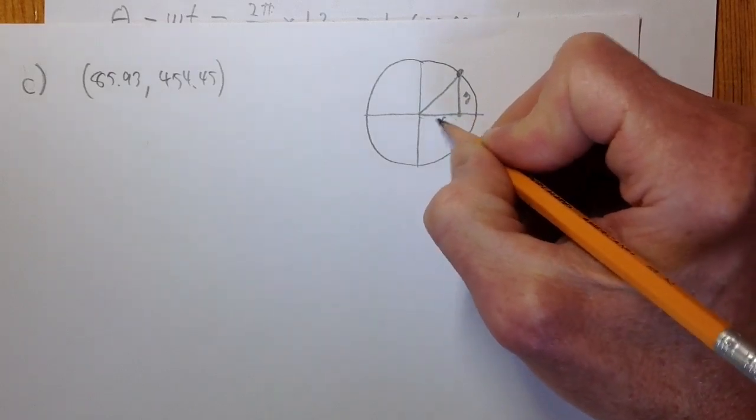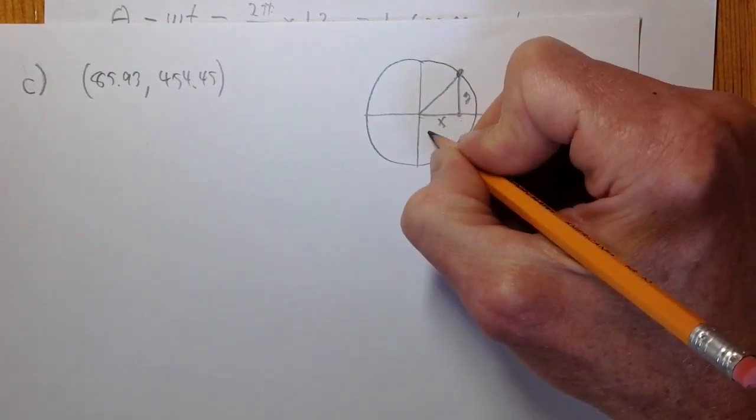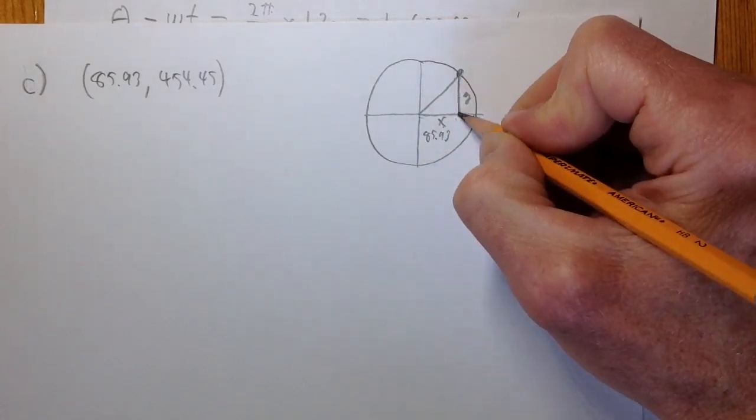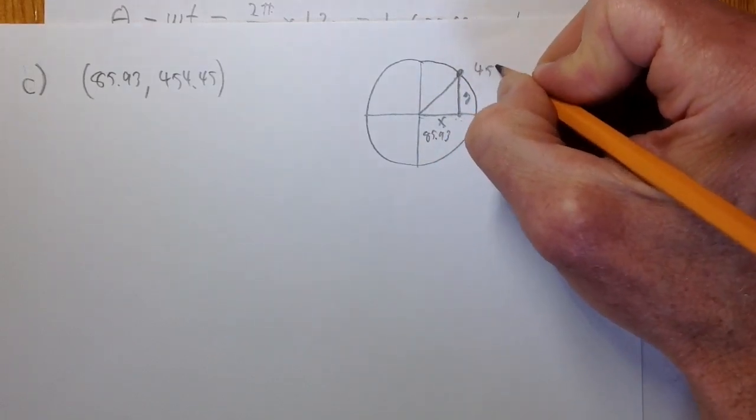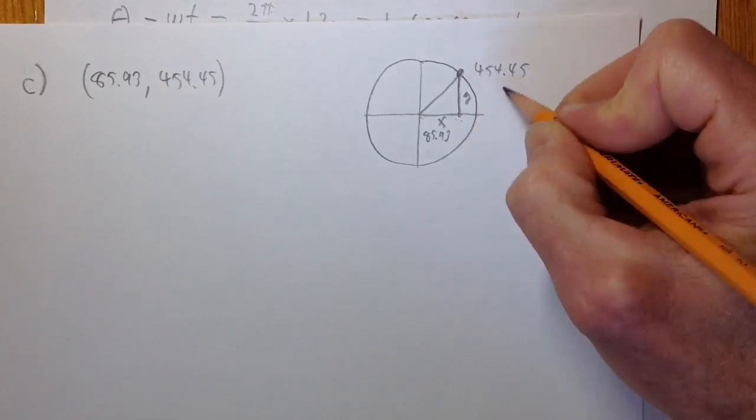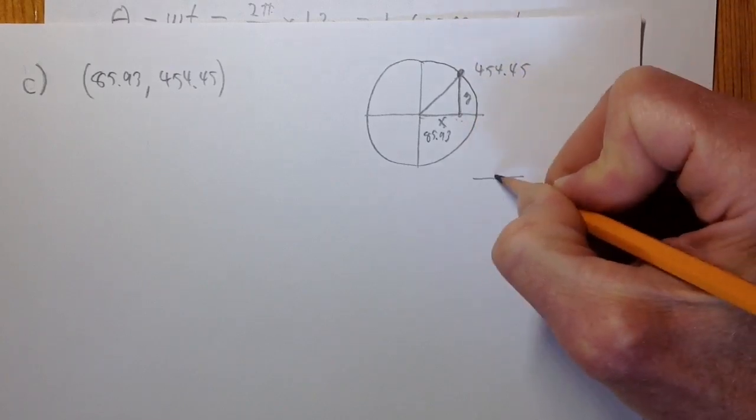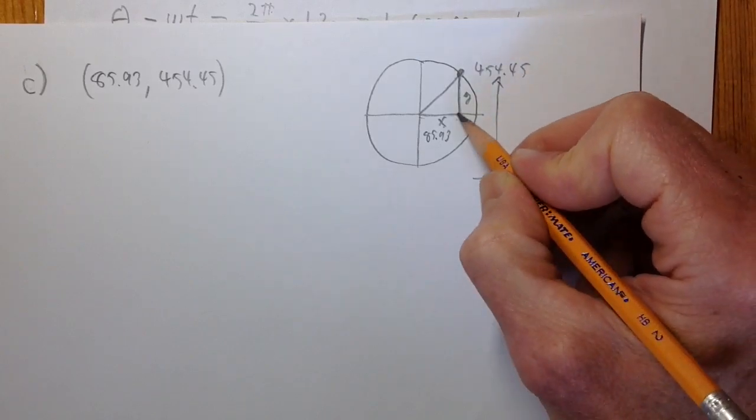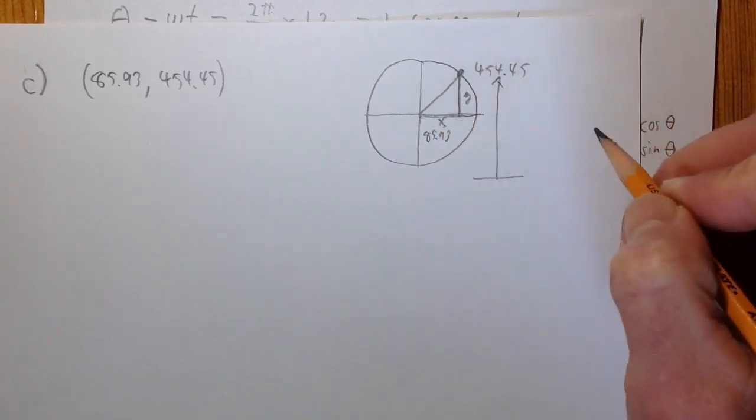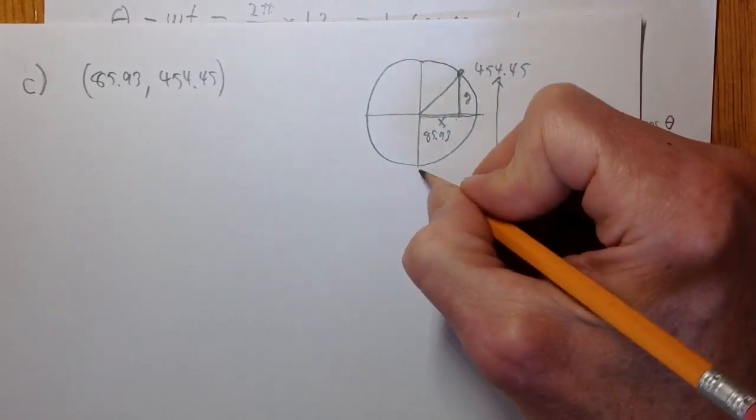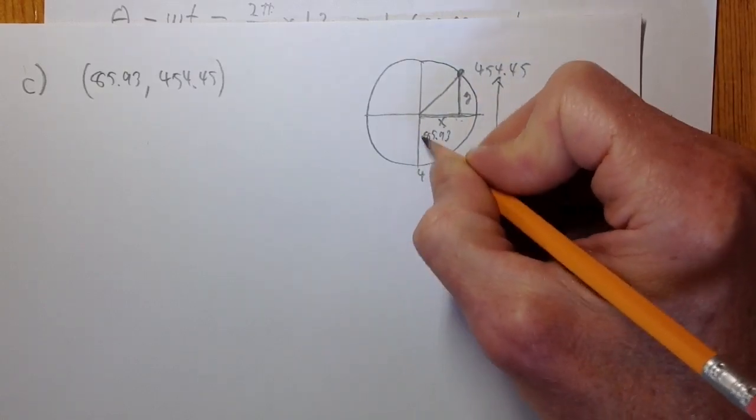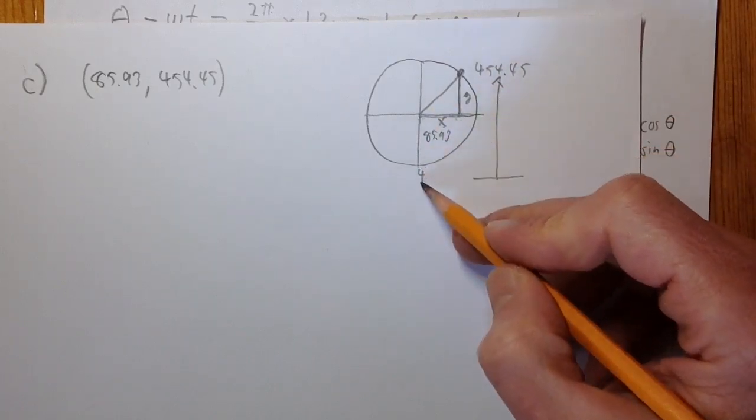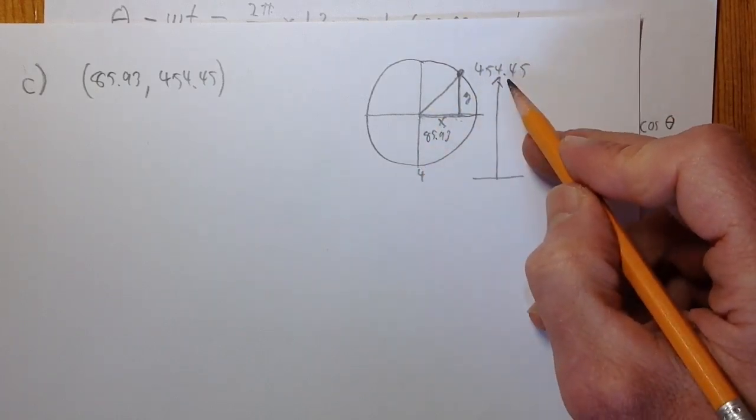Well, the x value over is the x value. That's 85.93. The y value, we know it's 454.45. That's off the ground. That's all the way from the ground. We want to know what it is from this middle point of the circle. So let's see. This is 4, and then we have a radius. So we have to subtract the radius of the circle plus 4 from 454.45.